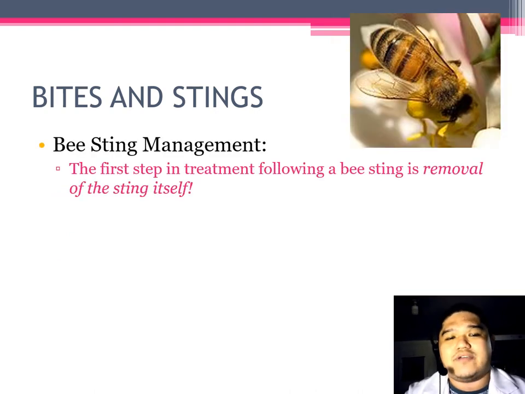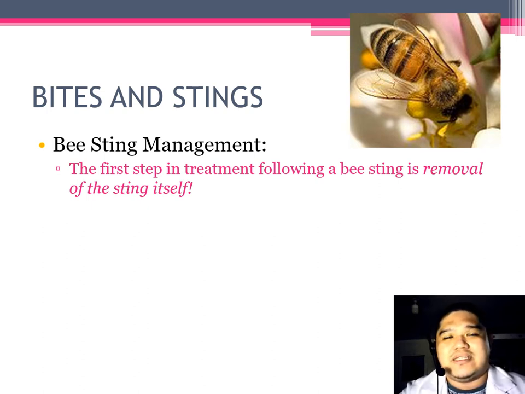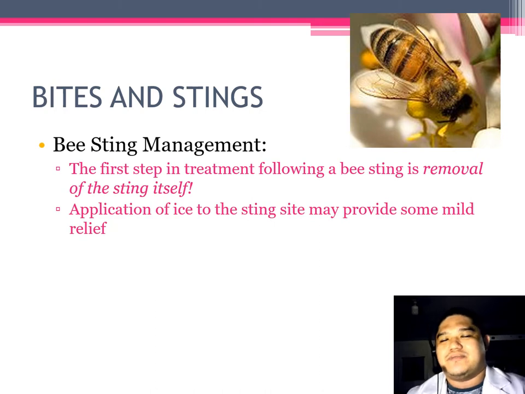So what do we do now if someone is stung by a bee? The first step in treating the bee sting is, of course, to remove the sting itself. If you can remove it using your fingers or your nails, it's good. However, it may be very difficult since the sting is actually deep inside the skin. So you may use a card, a credit card, maybe an ID, to help you remove the sting.